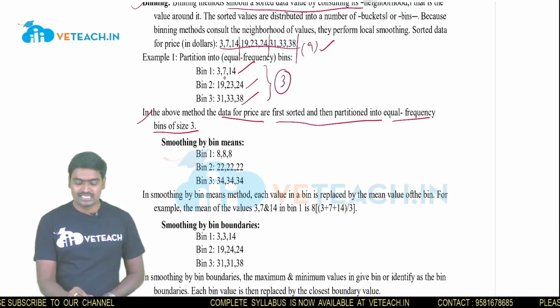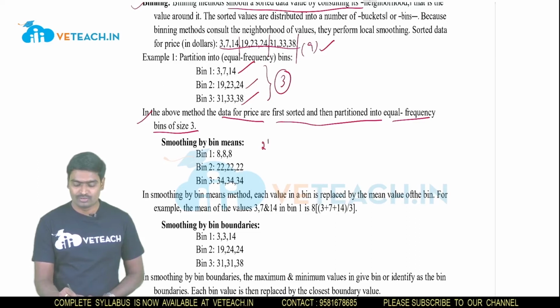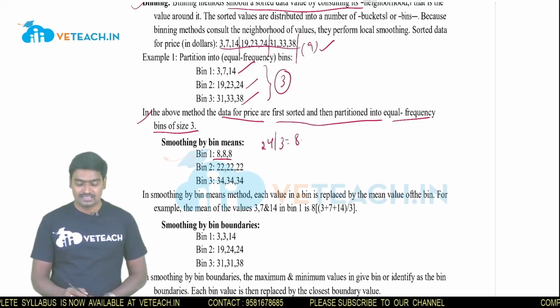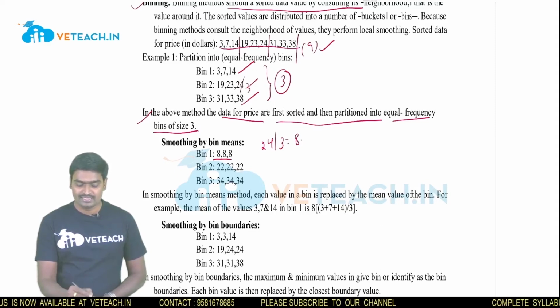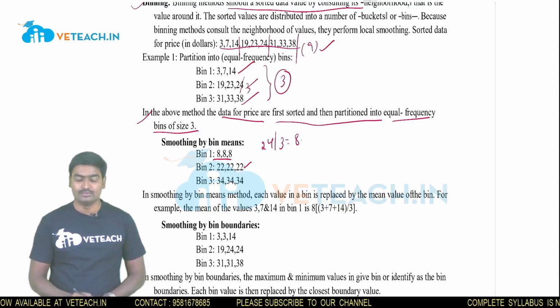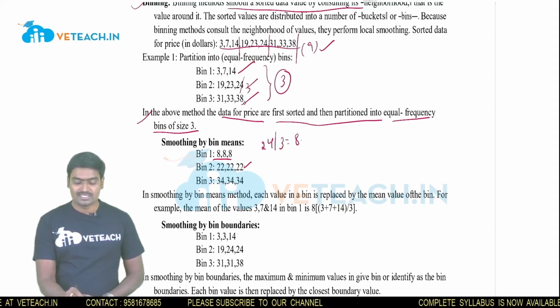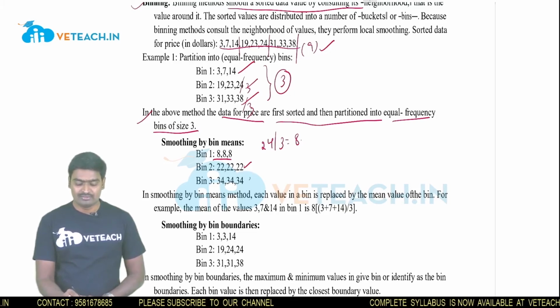For example, 3, 7, 14. So 21 plus 3, 24. 24 by 3. So what is the value? 8. The next one, the same thing, 19 plus 23 plus 24 by 3. The total value is 22. And next, bin 3 is 31 plus 33 plus 38 by 3. What is the value? 34.